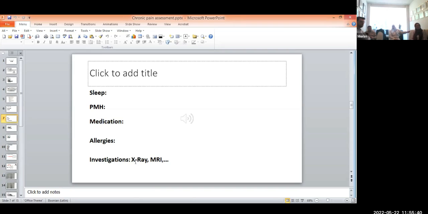Investigation: you need to know if this patient had an X-ray or MRI. The clue is there in front of you. It is not in front of your eyes because you cannot see it, but it is in the patient's pocket. Just get them to produce the report. Let's say they have a disc at L4, L5. Half your job is done.